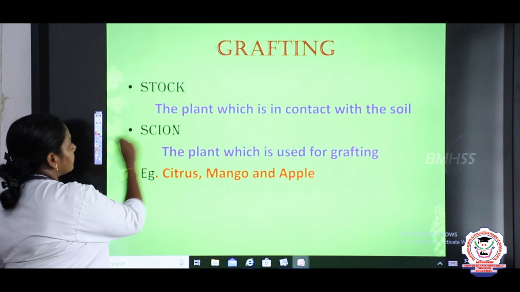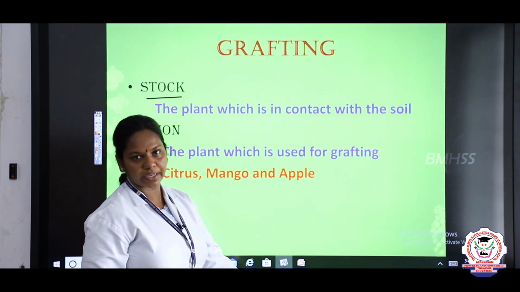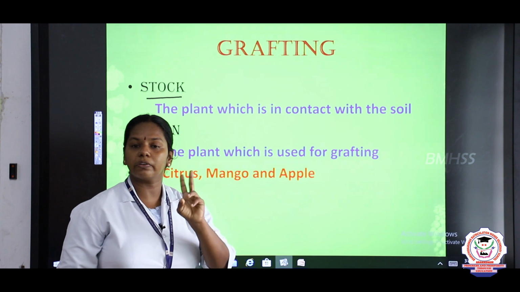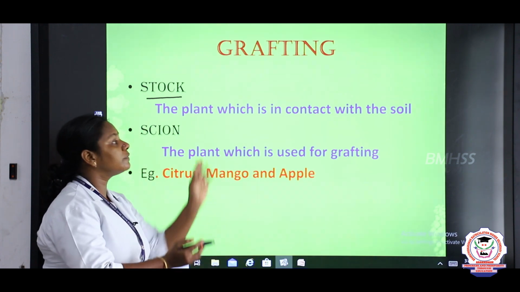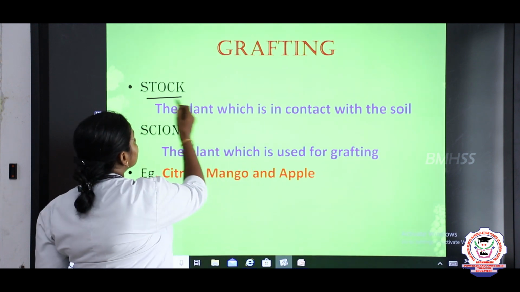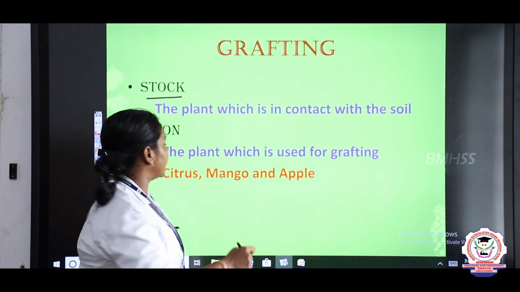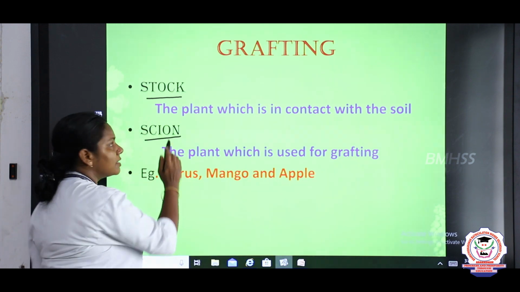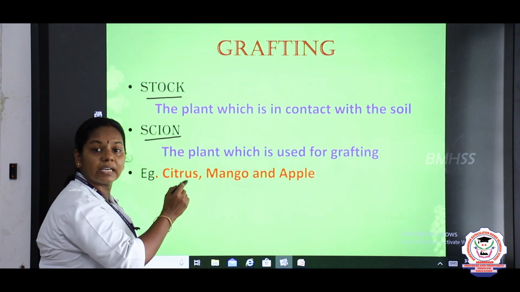The stalk is a plant which is in contact with the soil. Here I told you in grafting we will be using two plants. So the plant which is in contact with the soil, which is rooted, we call a stalk. And the plant which we use for grafting is called a scion. Right? So what are the two things to know, children? One is a stalk and another one is a scion.